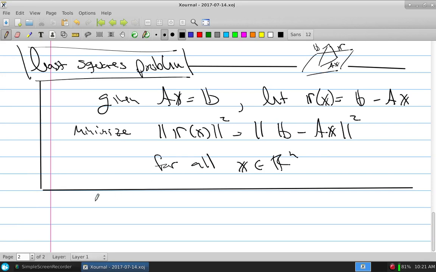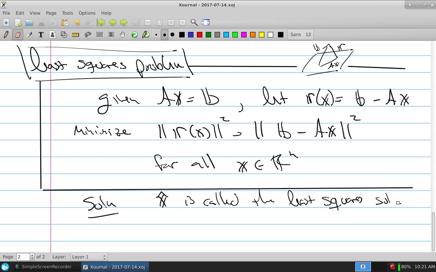And if this is true, the solution, x hat, is called the least squares solution. Is everybody okay with that? It's the least of the square. It's a minimization of the square object.